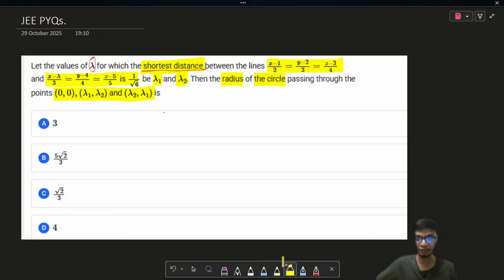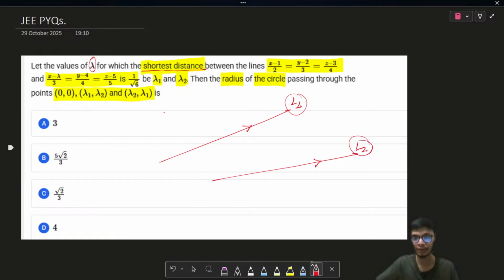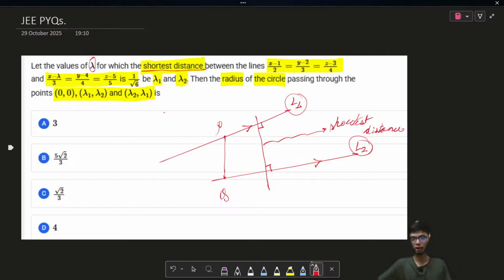Whenever we have any problem on shortest distance, what we need to do? Let us first understand: if we have two skew lines like this, let us say this is line 1 and this is line 2. If we take any two points on line 1 and line 2, let us say P and Q, and let this be my common normal, then the projection of this PQ distance along the common normal will give you the shortest distance. So the shortest distance is given by the projection of PQ on the common normal.